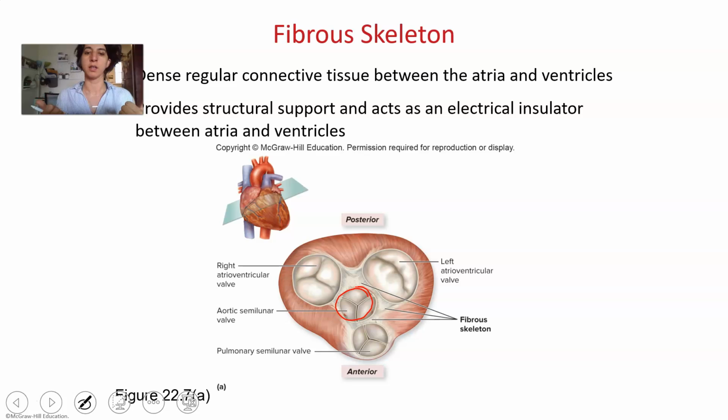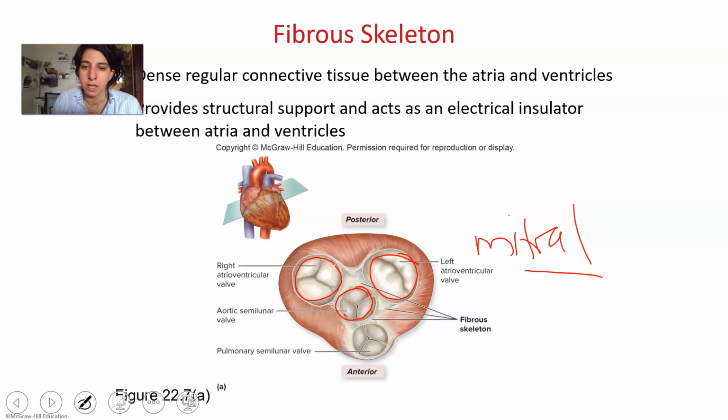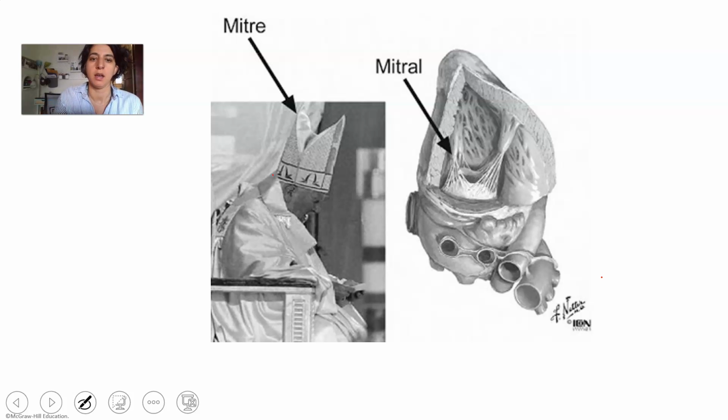The AV valves are the tricuspid and bicuspid valves. So you can see where those names came from, right? Here you have your three cusps on the right side, and then on the left side you have your bicuspid or mitral valve. And the next slide is an interesting fun fact about where the name mitral came from. Because it looks like the bishop's mitre, right? Kind of looks like a mitre right here, so that's why it's called the mitral valve. And in clinical settings, you are more likely to hear it called the mitral valve.